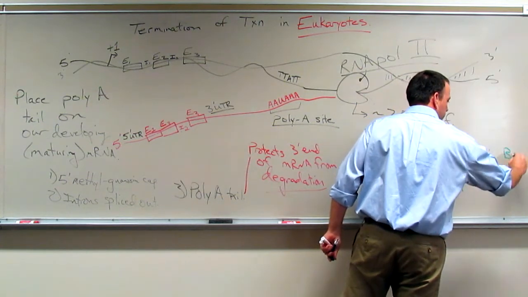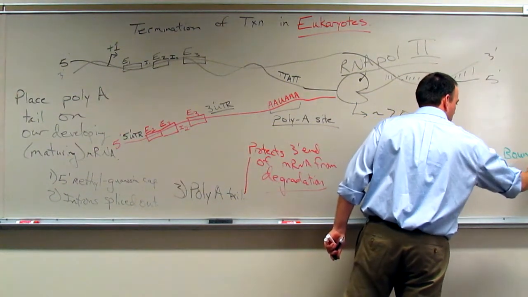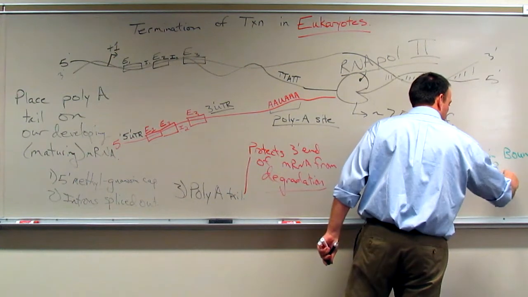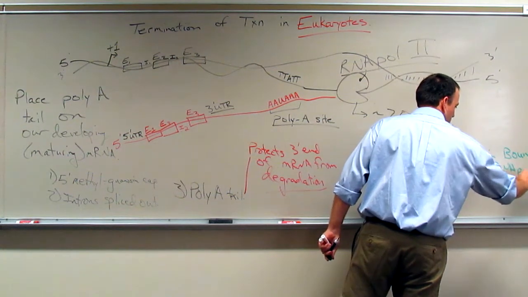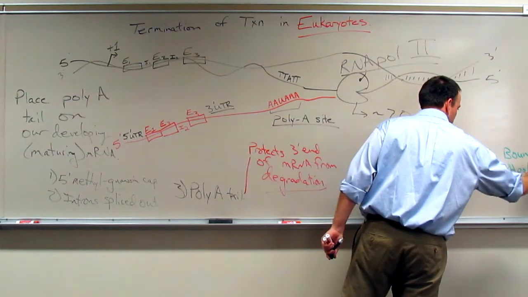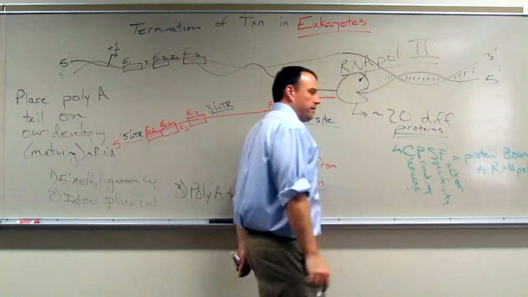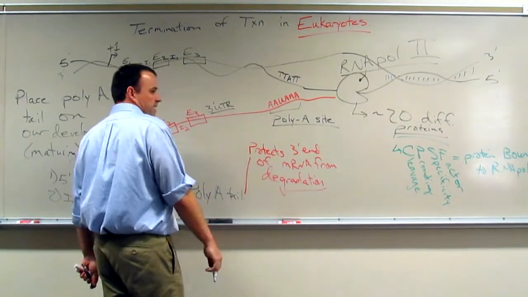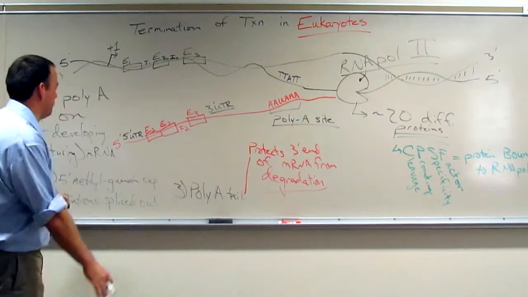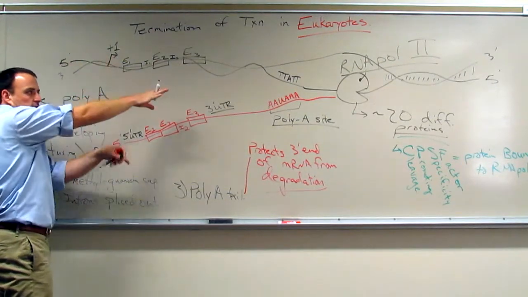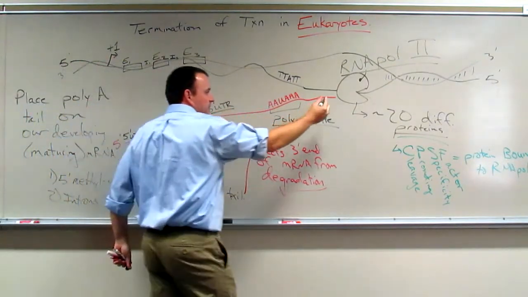And it's bound to RNA pol 2. So what's awesome about CPSF is that it's been bound to RNA pol 2 ever since RNA pol 2 started transcription. So it's just hanging out.